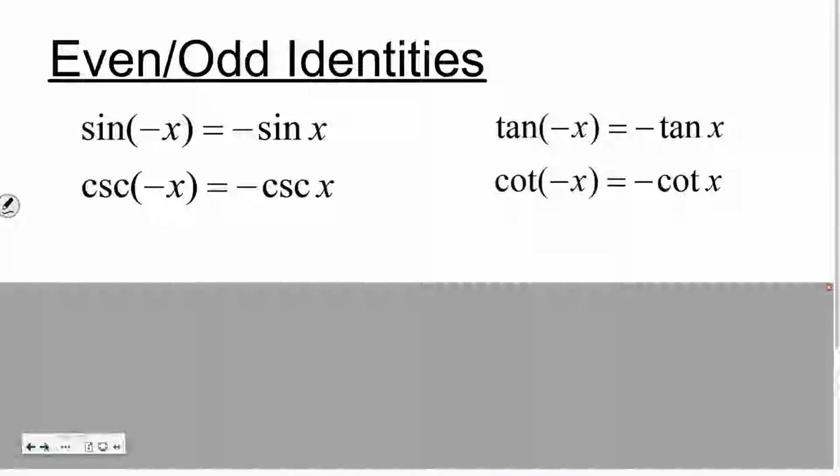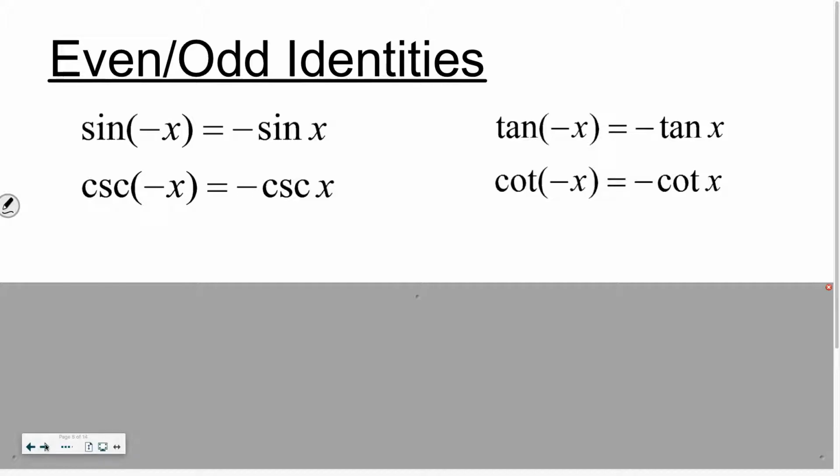Okay, now we're also going to jot down the even odd identities, but if you want to make a note in your notebook, the three that I just went through, reciprocal, quotient, Pythagorean, you have to know. Quiz on Friday, you should be able to write those down. Reciprocal, quotient, Pythagorean.